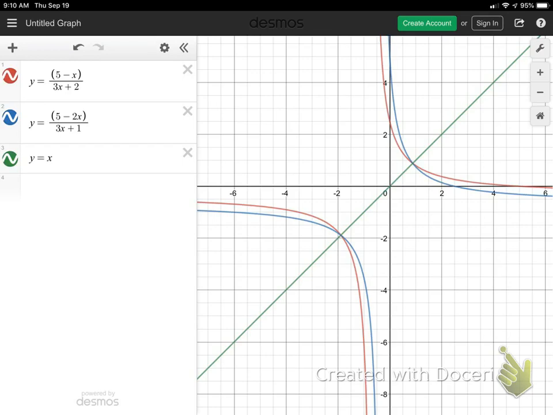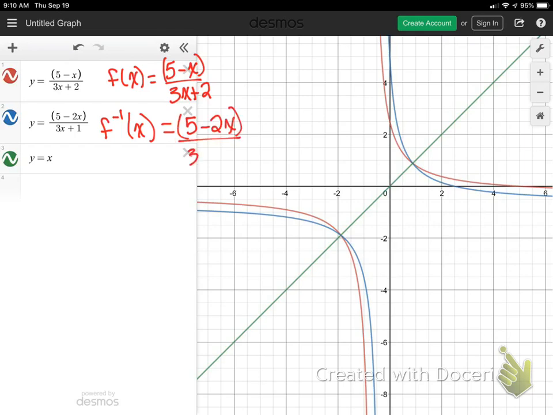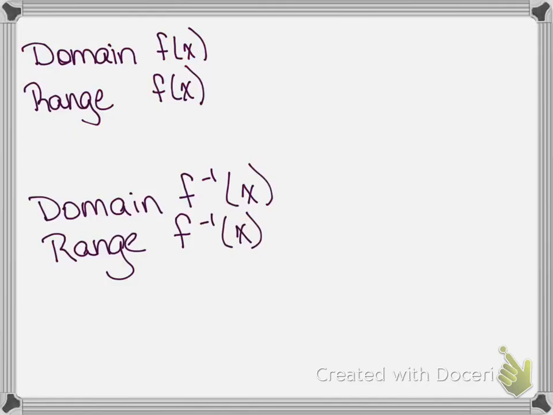So I'm actually going to rewrite this up here as f of x equals 5 minus x over 3x plus 2, and f inverse of x is 5 minus 2x over 3x plus 1. Now, do you remember what I told you about the domain and the range? I want us to find the domain and the range of f of x and the domain and range of f inverse of x.